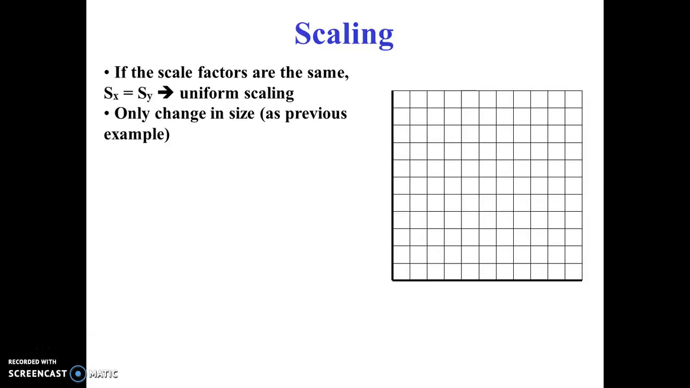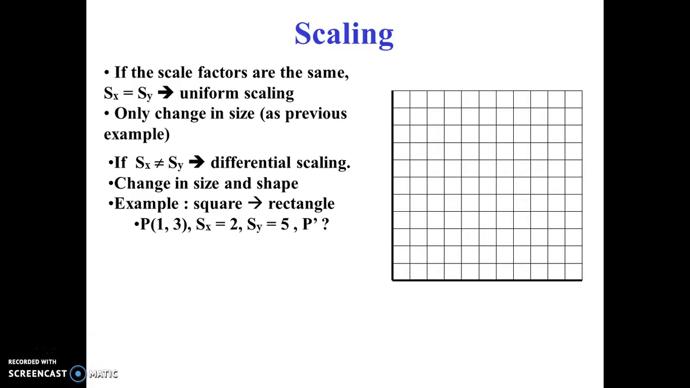If the scale factors are the same, we have uniform scaling, only the size changes. But if we have differential scaling, meaning different x and different y factors, then in that case, along with the size, the shape of the object also changes. So the square is generally changed into a rectangle.